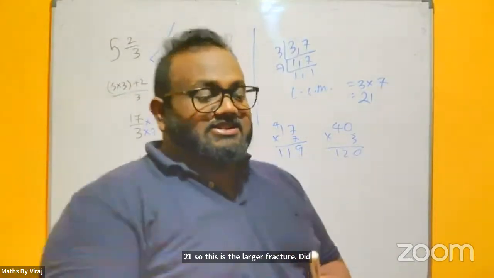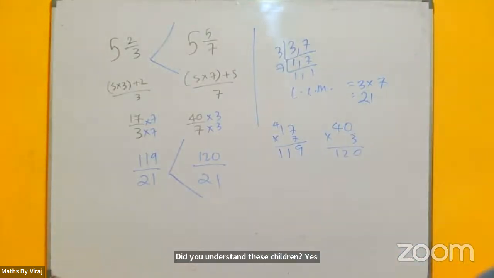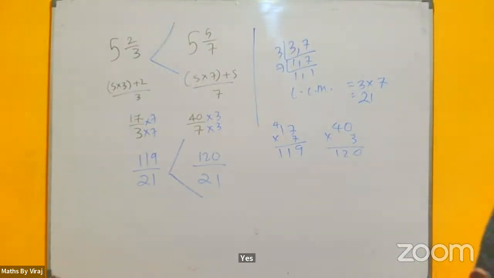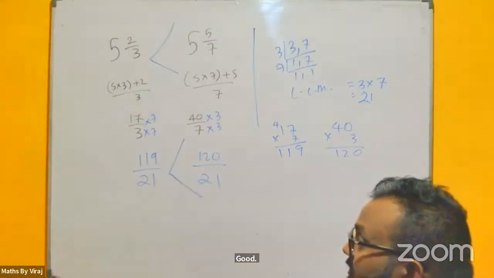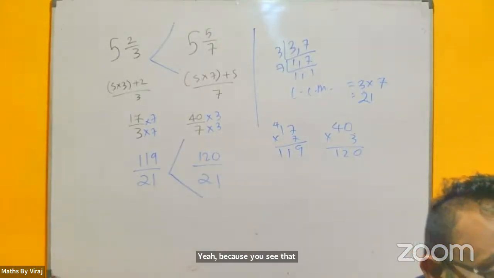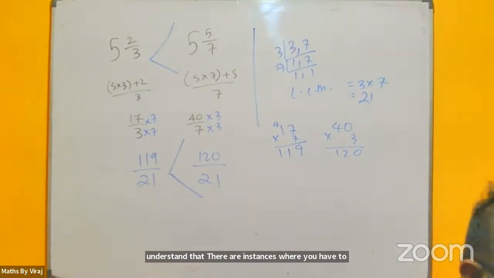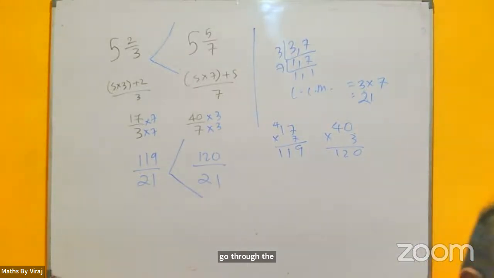Did you understand this, children? Yes, sir. This is what we call a close call. Because now you see that 119, 120. So you should understand that there are instances where you have to go through the process of finding the LCM and then get the value.